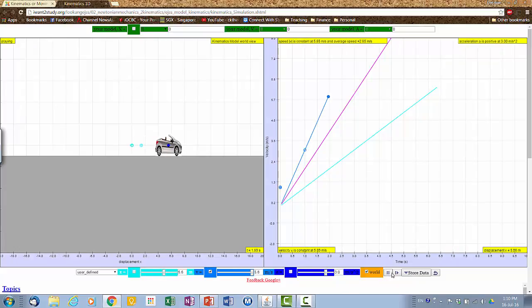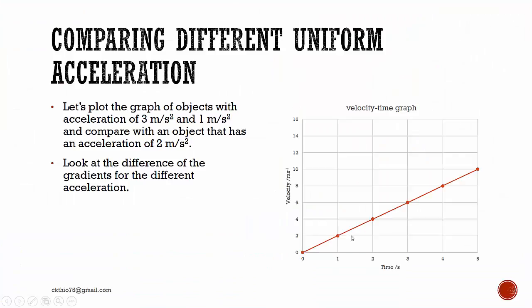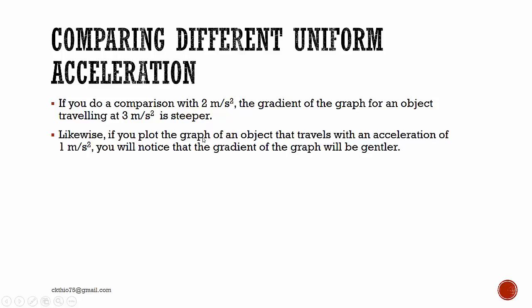As expected, the gradient becomes steeper. So if you compare the different acceleration rates, having the center one as 2, having a value of 3 means a steeper gradient, and having a value of 1 is a gentle gradient. So it's consistent that the acceleration is the gradient of the velocity time graph. Okay, this was what was concluded.